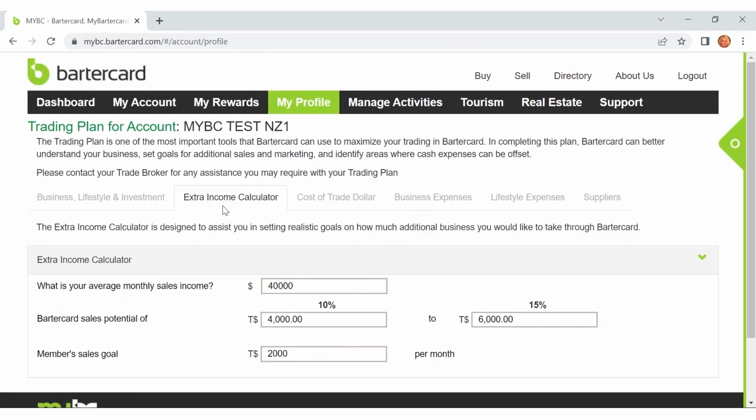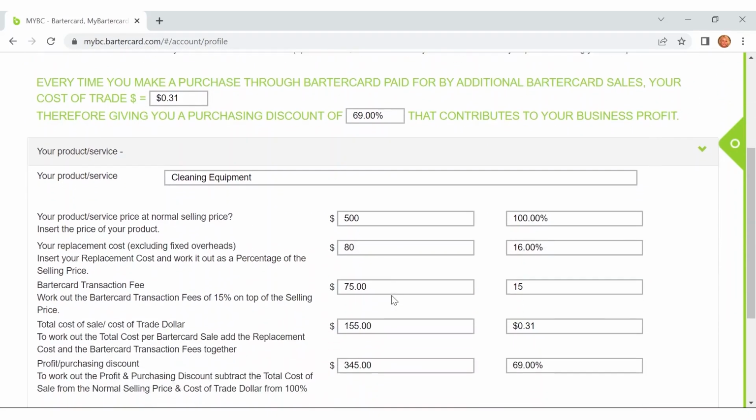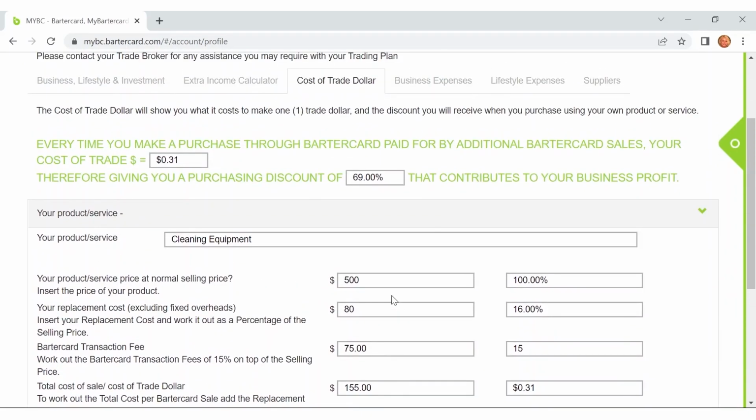Extra income calculator. The extra income calculator is designed to assist you in setting realistic goals on how much additional business you would like to take through Bartercard. Cost of trade dollar. The cost of trade dollar will show you what it costs to make one trade dollar and the discount you'll receive when you purchase using your own product or service.